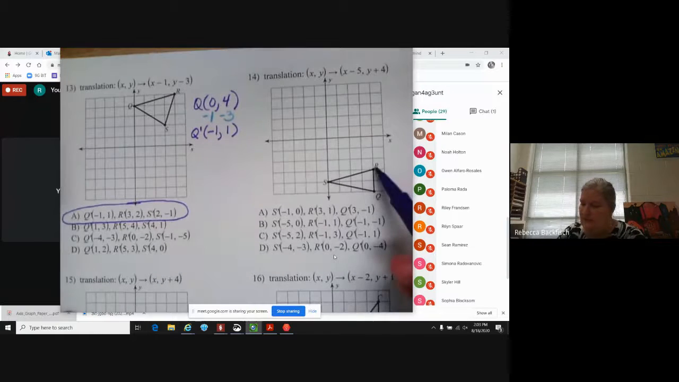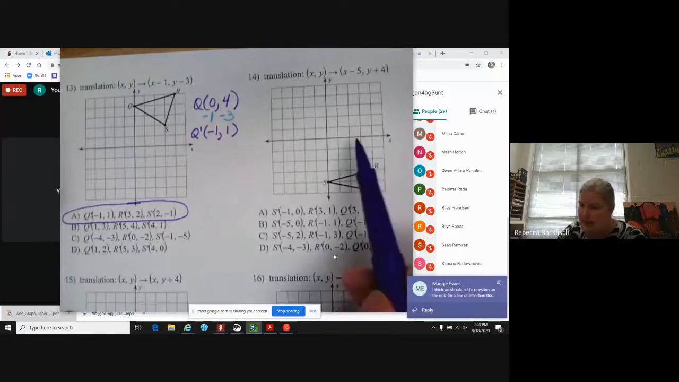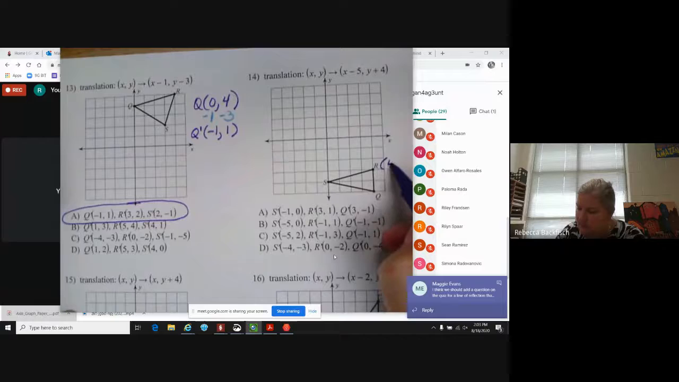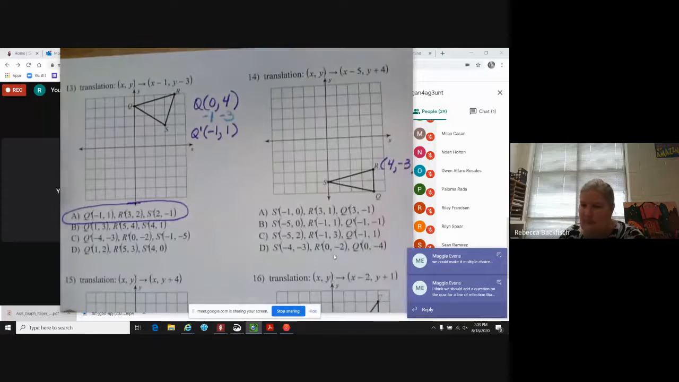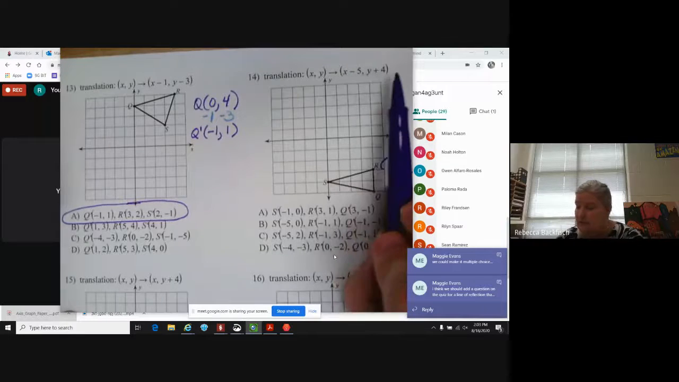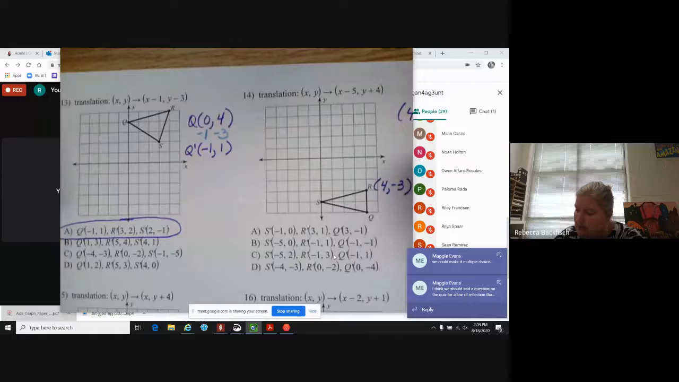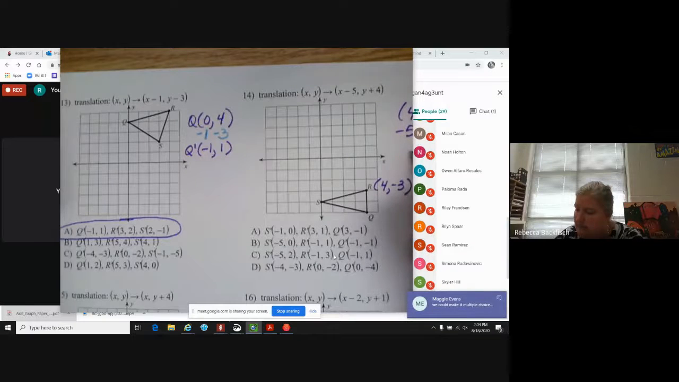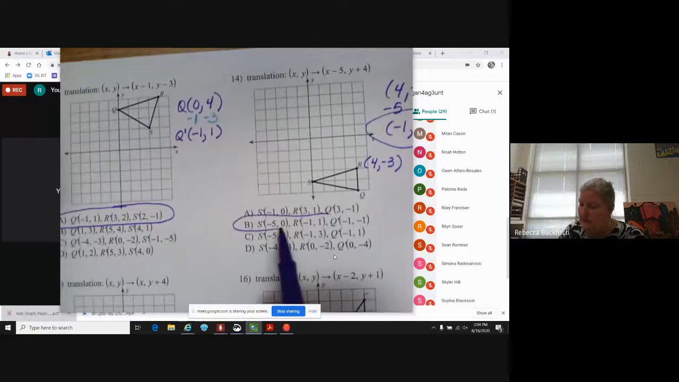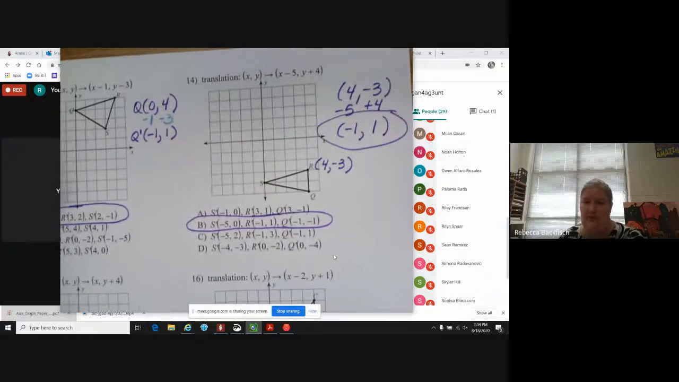Okay, so point R is currently at 1, 2, 3, 4 to the right and 3 down. It's at (4, -3). This tells me to subtract 5 from the x and add 4 to the y. So I'm going to subtract 5 from the x, which gives me -1, and add 4 to the y, which gives me +1, and that's where R goes. And the only one that shows that is B. So with translations, what you see is what you get. You do exactly what it tells you.